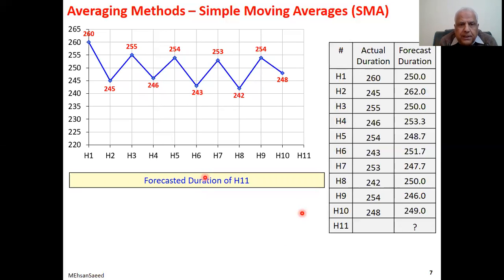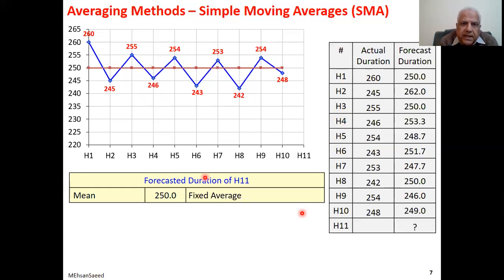One approach could be to take the mean of the entire past data. If we do that, we get a figure of 250, and we can draw a line here indicating 250. Based on this, we can say house number 11 is likely to take 250 days to complete.